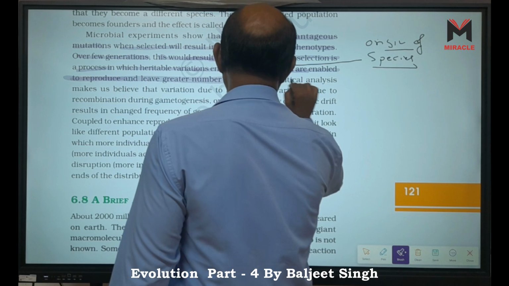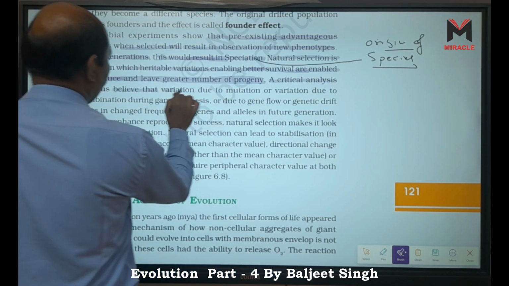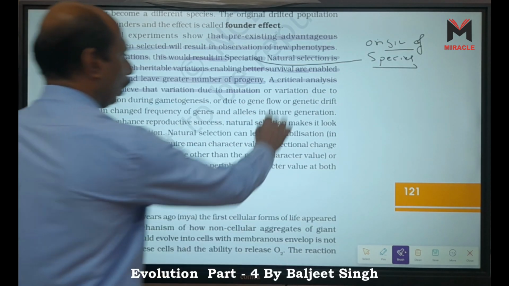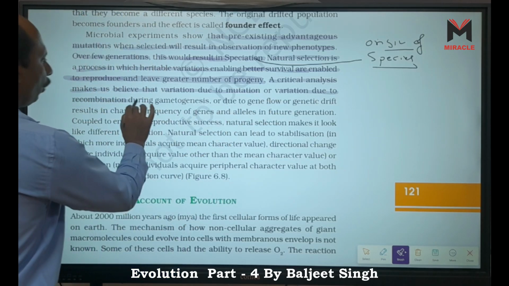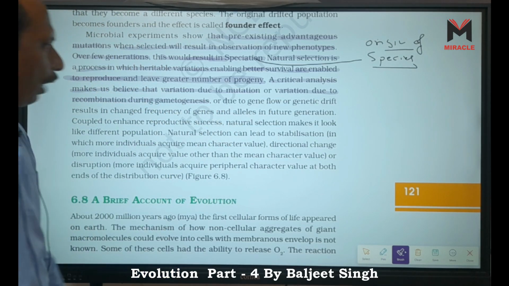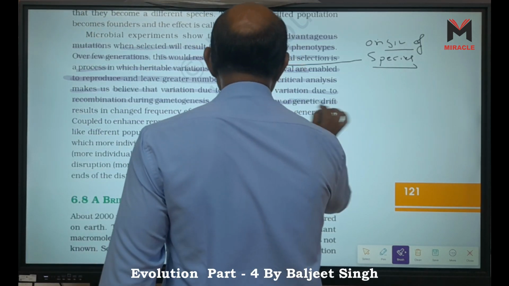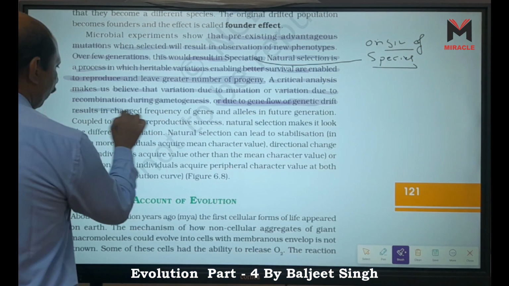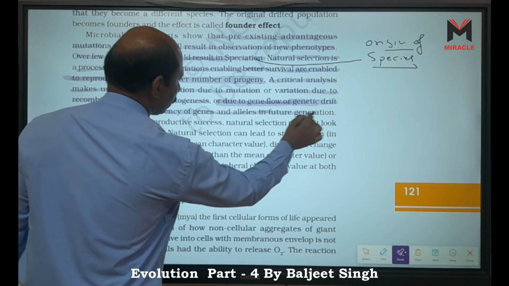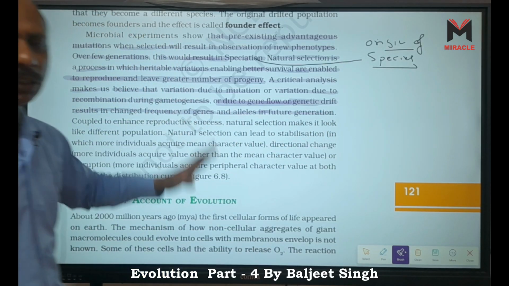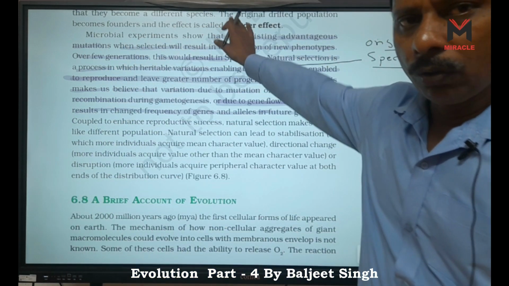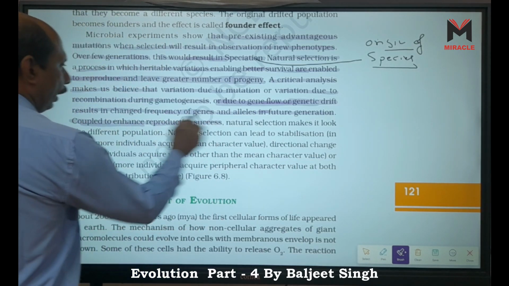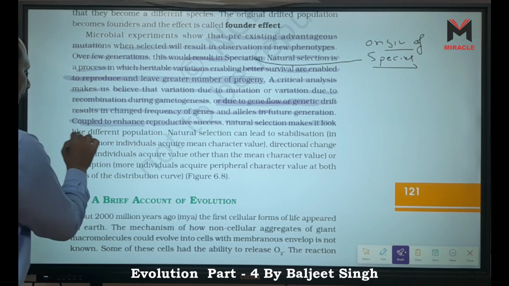According to Darwin, a critical analysis makes us believe that variation due to mutation, according to Hugo de Vries, or variation due to recombination during gametogenesis, according to Darwin, or due to gene flow or genetic drift, Hardy-Weinberg, results in change in frequency of genes and alleles in future generations. Change in the frequencies of genes means they disturb the Hardy-Weinberg equation, right?